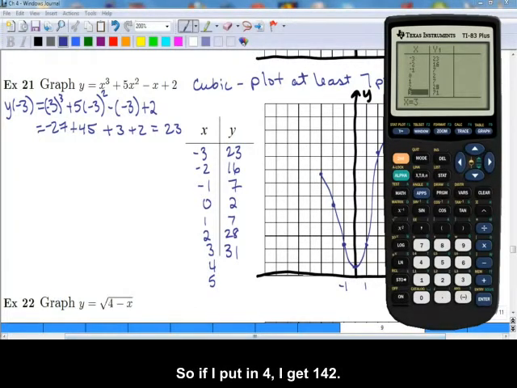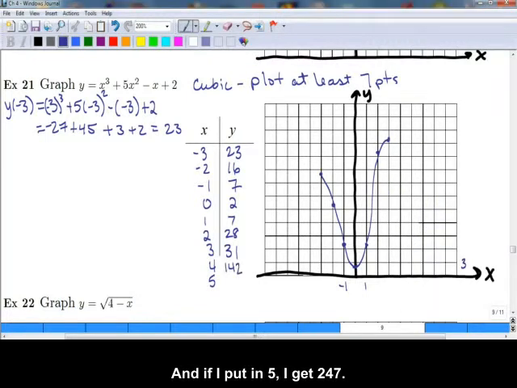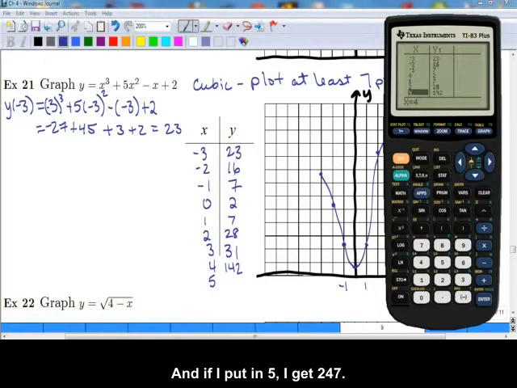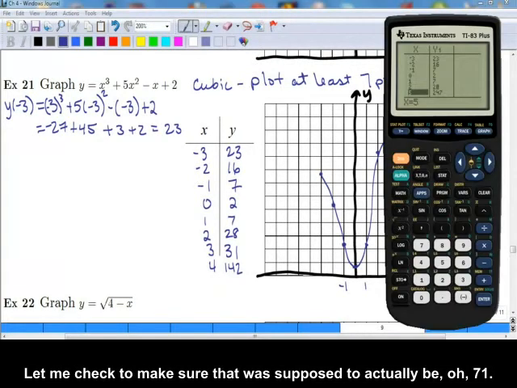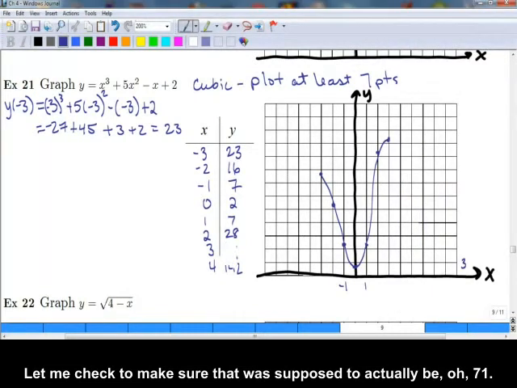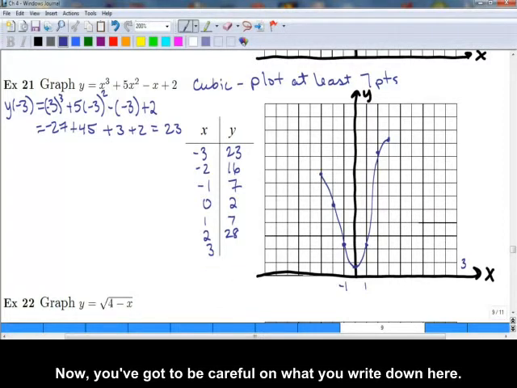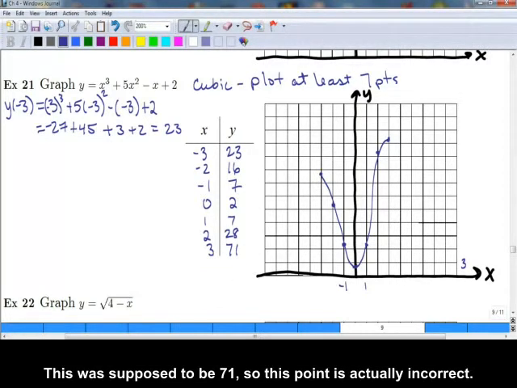So if I put in 4, I get 142, wow. And if I put in 5, I get 247, so that's not necessarily helping me get any smaller here. Let me check to make sure that was supposed to actually be, oh, 71, that's the issue. So you have to be careful on what you write down here. This was supposed to be 71, so this point is actually incorrect.